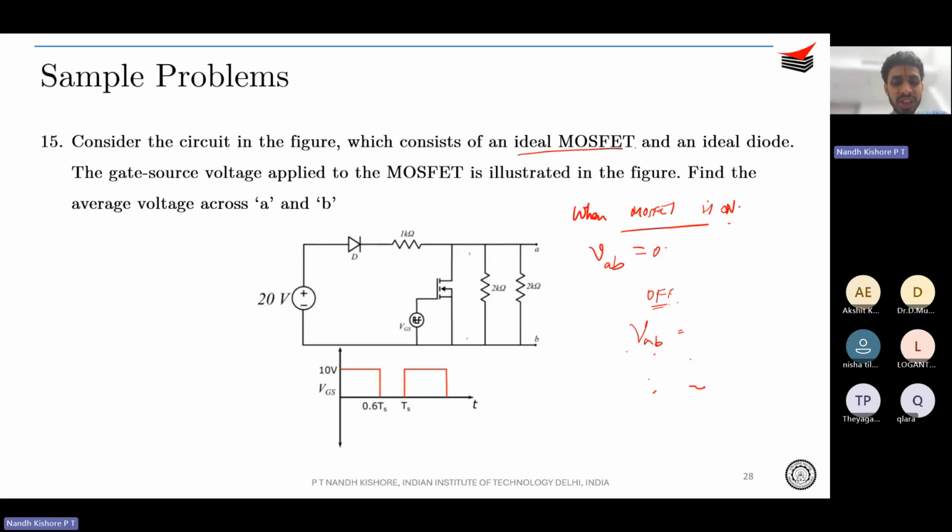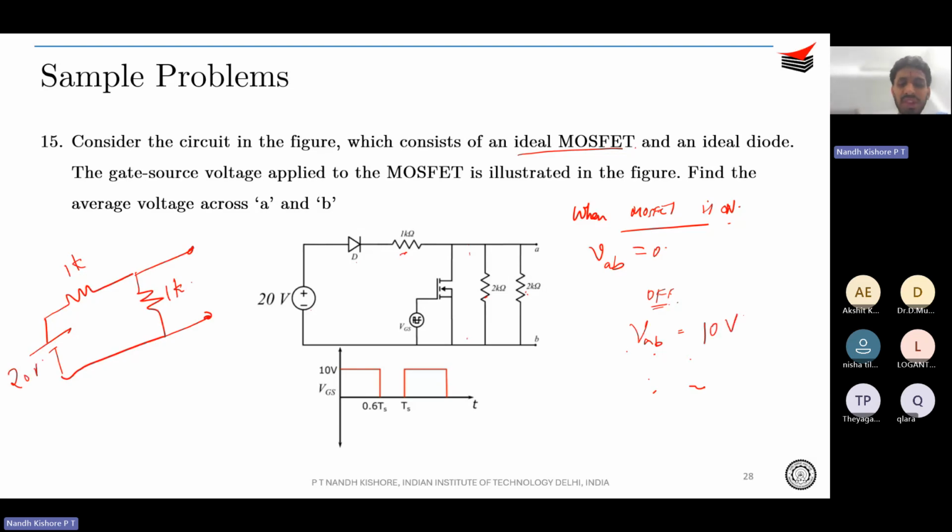When the MOSFET is off, you understand that there is 20 volt, then an ideal diode will be forward biased, then 1K, and then 2K and 2K in parallel. So 2K and 2K in parallel is again 1K. So the circuit will become 1K, and then 1K again. So the voltage across this will be 10 volts, right? Just voltage division.